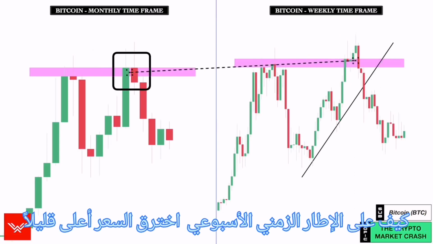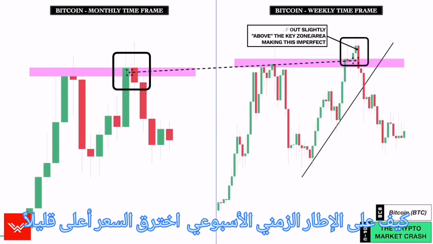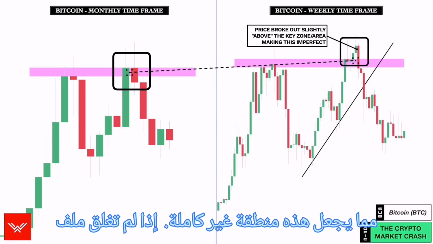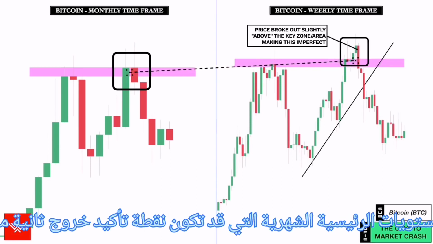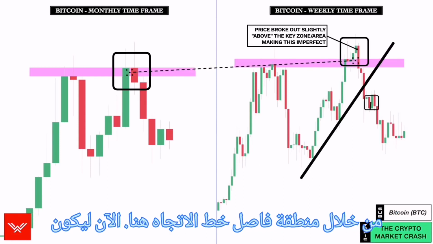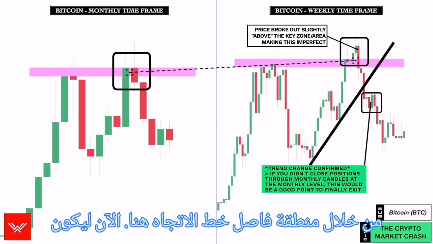Again, notice how on the weekly time frame, price broke out slightly above, making this an imperfect area. If you didn't close out your positions based on the monthly time frame price action and monthly key levels, a second exit confirmation point would have been through the trendline break area here.